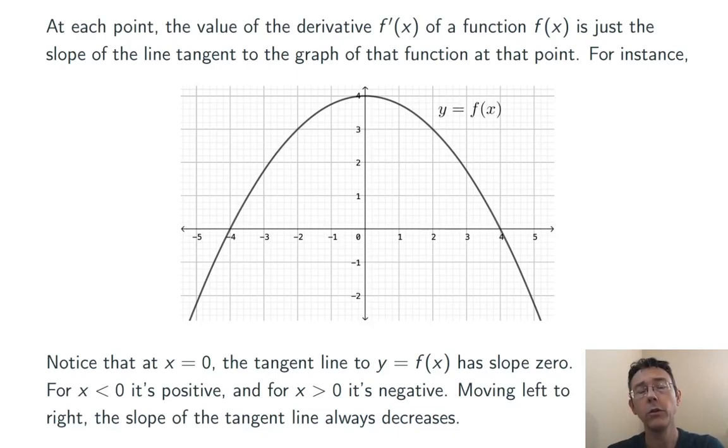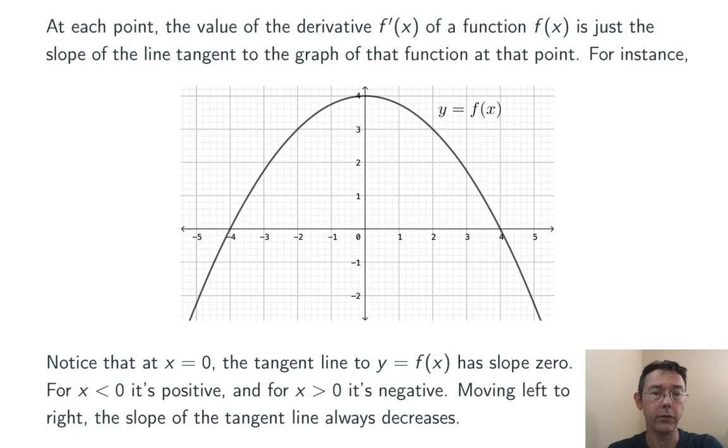First of all, notice that at x equals 0, a tangent line to this graph is going to have a horizontal tangent. Slope 0. So at x equals 0, the derivative is 0. The graph of the derivative has to pass through the point 0, 0.